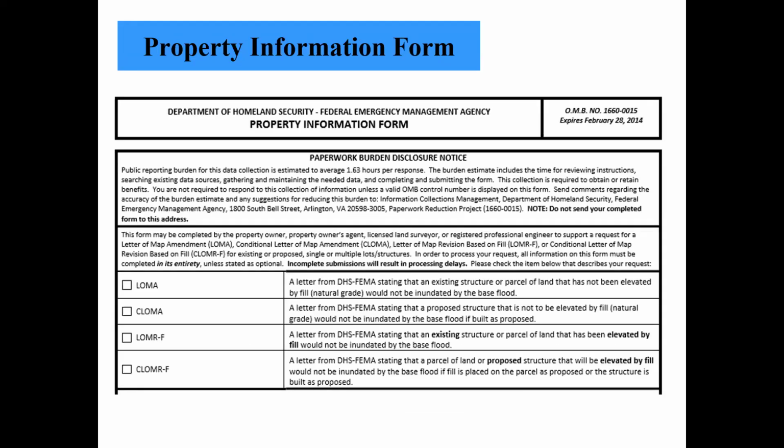So for the MT-1, again, we are talking about LOMR-Fs: adding earthen fill to a property to elevate future development. And again, you have this checklist: LOMA, CLOMA, LOMR-F, and CLOMR-F. The CLOMA and CLOMR-F are the conditional letter of map amendment or letter of map revision based on fill. Basically you have this option to submit those, and then FEMA will give you a statement on whether or not the proposed development would be not inundated by the base flood elevation if it's built as proposed.